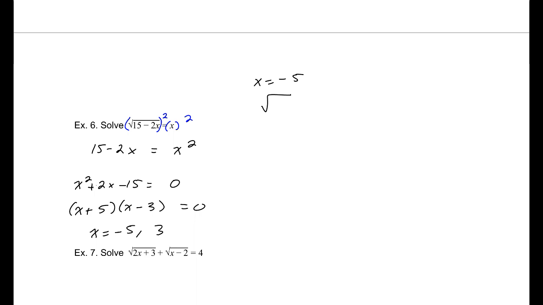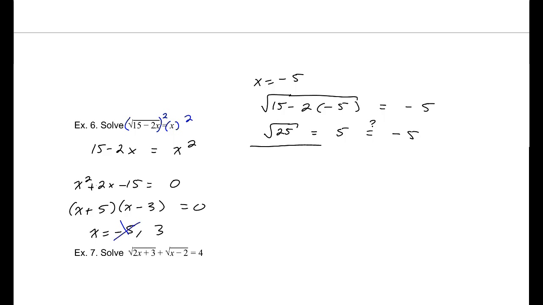X was negative 5: 15 minus 2 times negative 5, in this case x equals negative 5. Square root of 15 plus 10, that's 25, which is 5. Is that equal to negative 5? No. So x equals negative 5 is what I would call an extraneous solution. That one's not true.